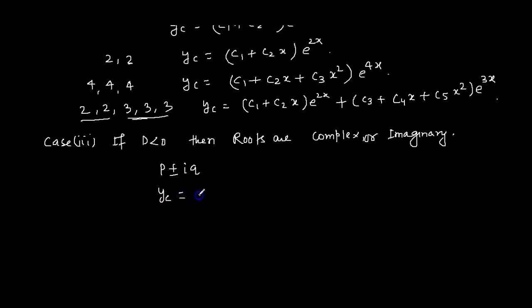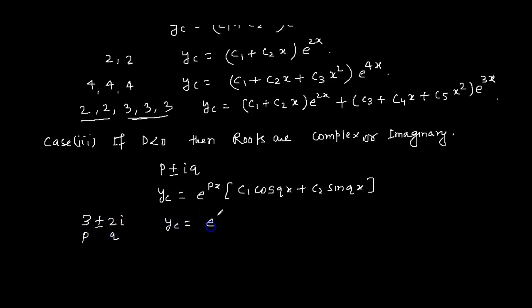So yc is equal to e to the power of px, c1 cos of qx plus c2 sin of qx. Consider you got the roots 3 plus or minus 2i. So what can we write for yc? p is 3 and q is 2. So e to the power of 3x, c1 cos of 2x plus c2 sin of 2x.